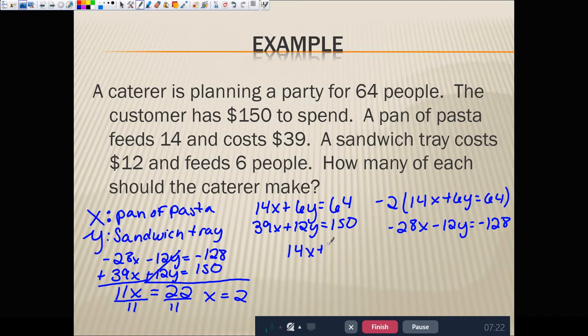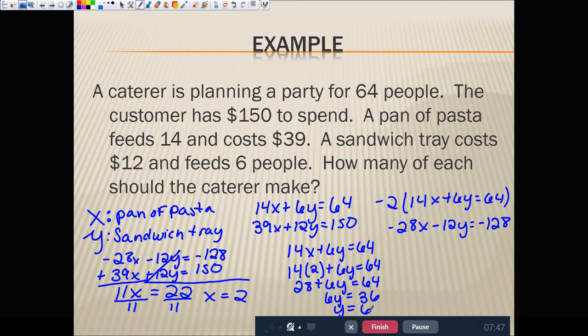14x plus 6y equals 64. So that's 14 times 2 plus 6y equals 64. That is 28 plus 6y equals 64. Subtract 28, 6y is going to equal 36. Divide by 6, so y is going to equal 6.